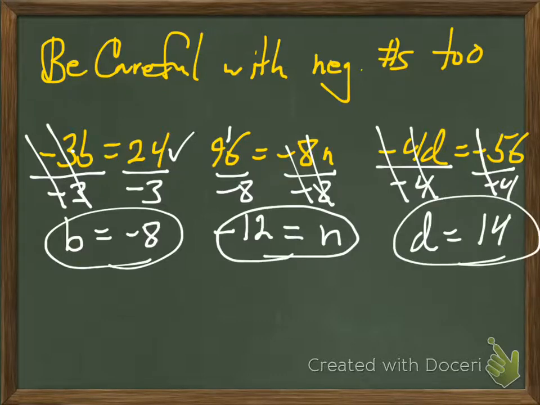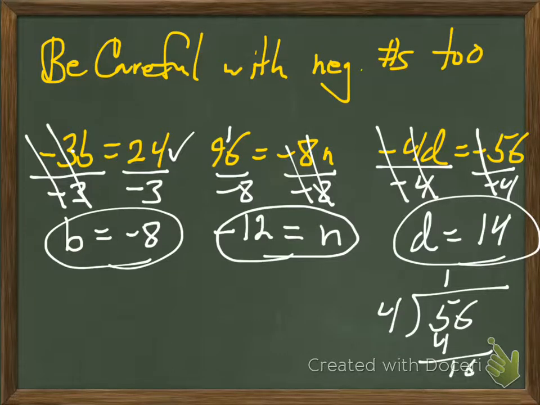Whichever way you decide to do it is fine. If you want to come down and actually show a little side problem and do the long division, that is an excellent idea as well. And you can see very quickly that 56 divided by 4 is in fact 14. And it's a positive 14 again because it was a negative divided by a negative.